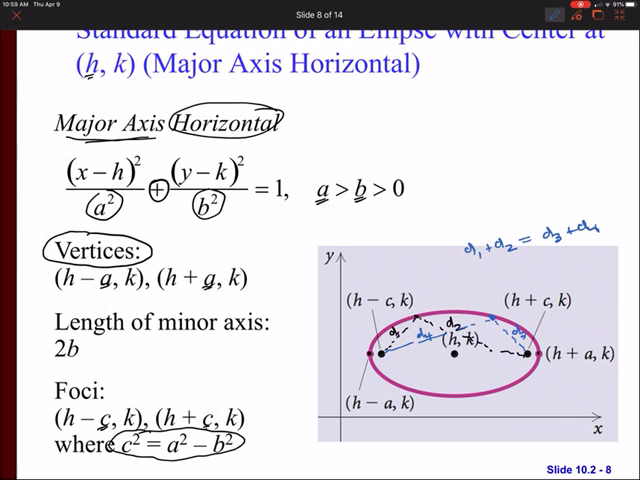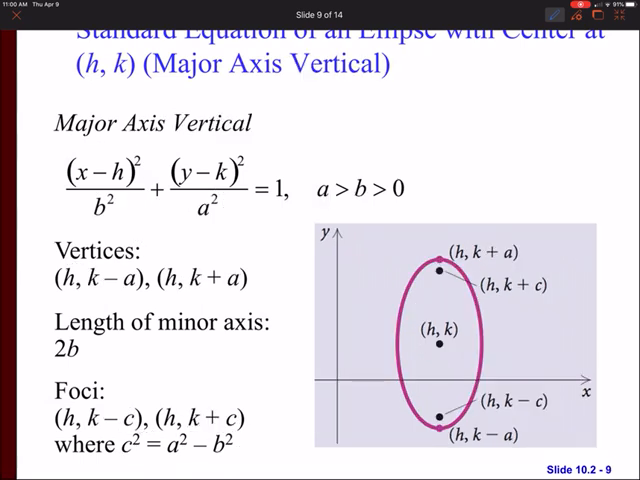Now remember we talked about the minor axis. The length of the minor axis is 2b. So again, you would go up and down b units to plot these minor axis endpoints. So the minor axis endpoints would be h, k plus b, and down here the point h, k minus b. And of course the distance here is 2b, going up and down b units. But that's our standard form with a major axis horizontal. So just remember, in a major axis horizontal, A will be with X. And let's switch that up now.